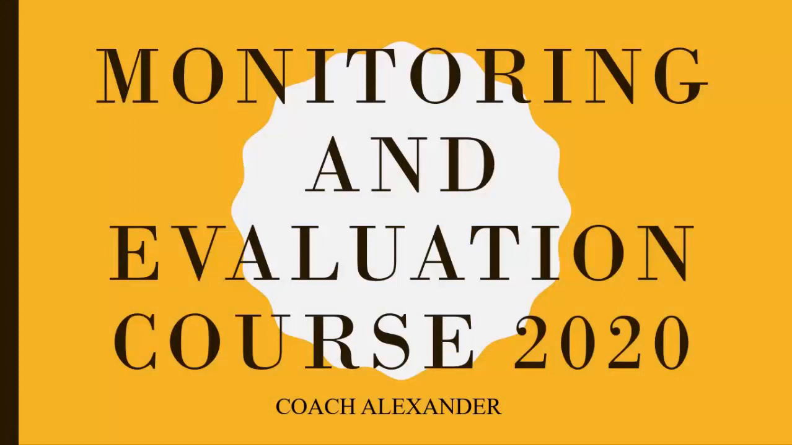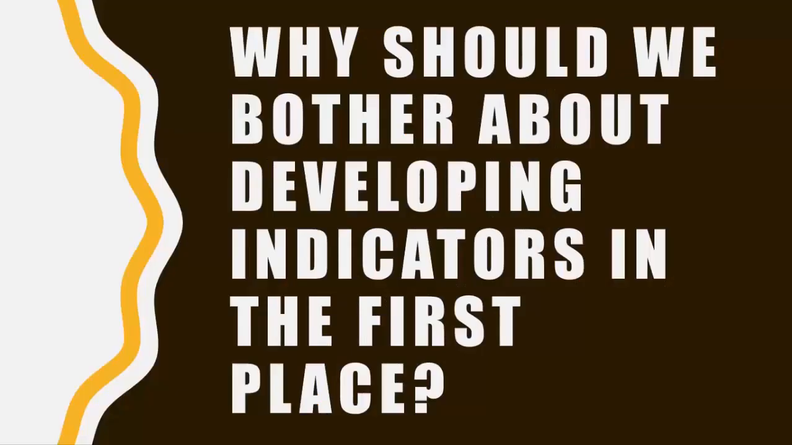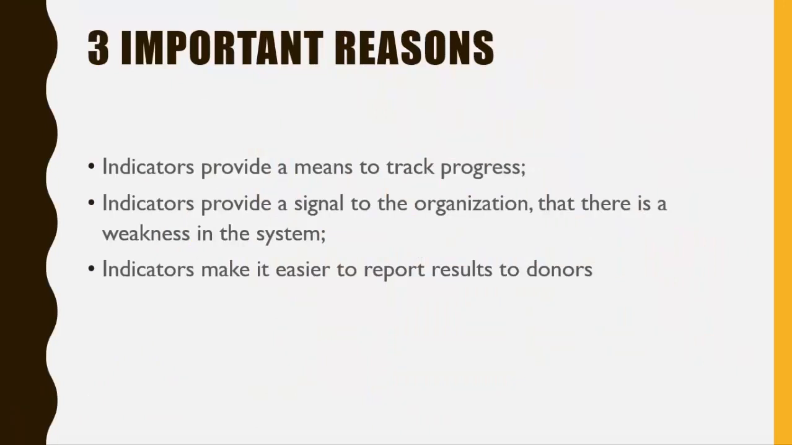Hi, welcome back again. Now, my question to you is this: why should we bother about developing indicators in the first place? Why is it so important? Well, there are three important reasons why. The first thing is that indicators provide a means to track progress. Okay, that's one. And two, indicators provide a signal to the organization that there is a weakness in the system. Number three, indicators make it easier to report results to donors.